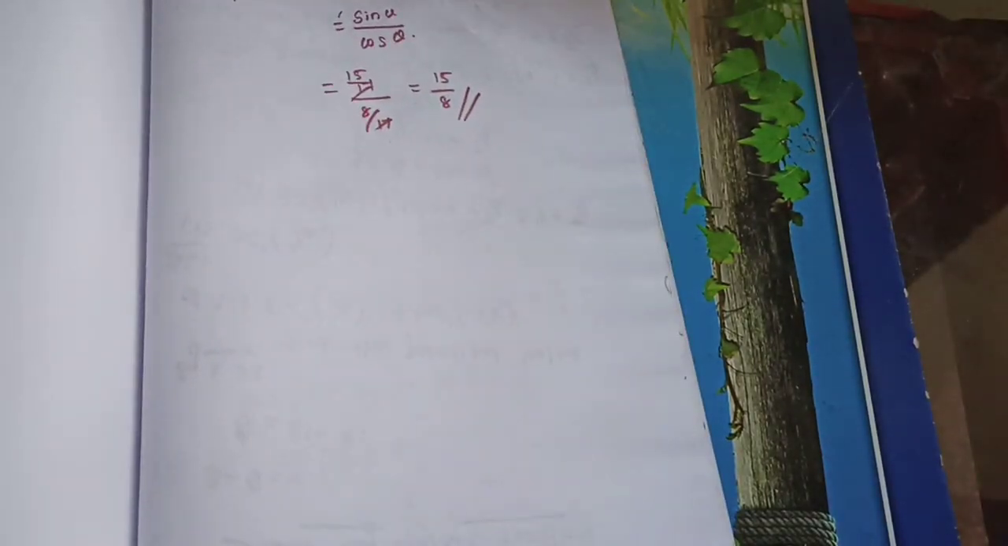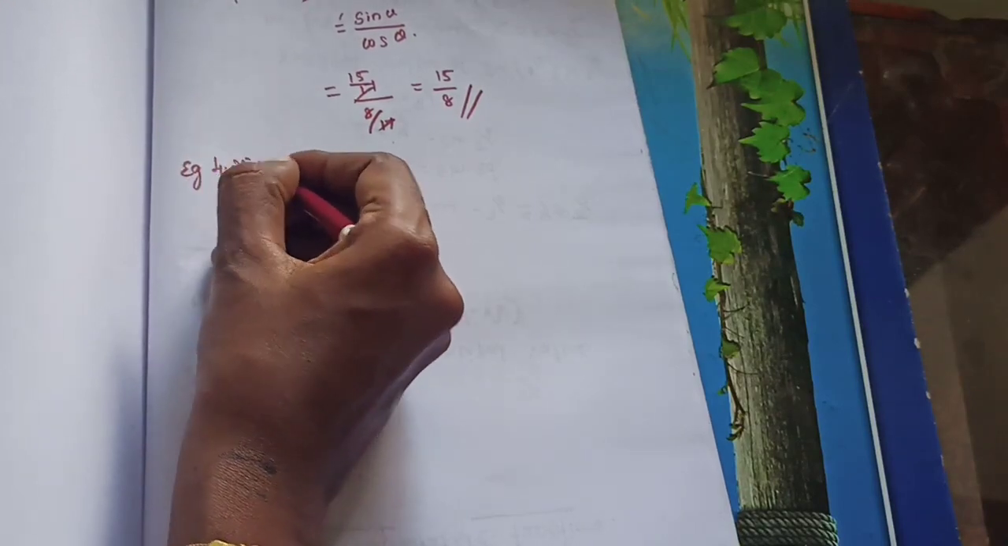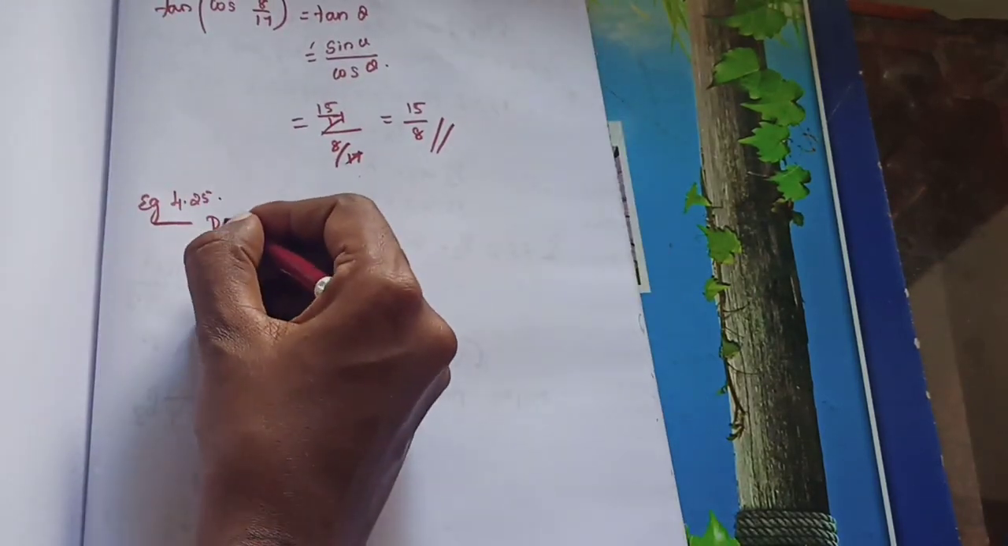Understand? Shall we move to the next one? It's a very easy section. Sometimes for 2 marks or 1 mark they may ask this. So we need to learn this. Example 4.25. Prove that.